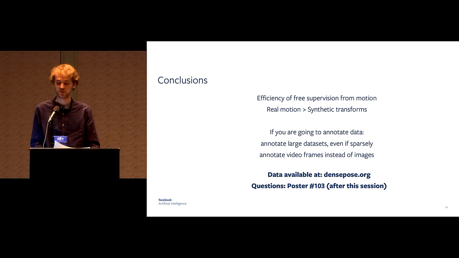To summarize, our two key messages are that propagating real motion is better than synthetic warping and can be enhanced with equivariance, and that if you're going to annotate data, annotate large datasets, even if sparsely, and annotate video frames instead of still images. For more details, please see poster number 103.